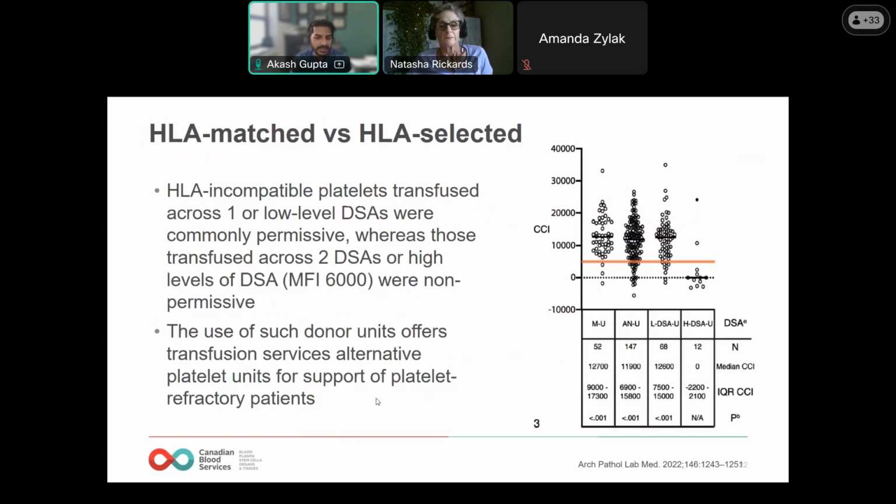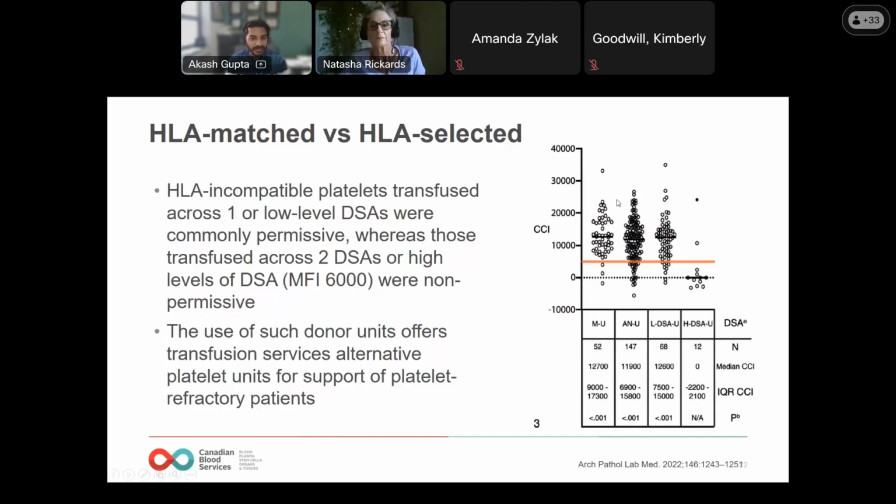This is just a snippet from a publication that looked at these different matching styles and if they provided comparable corrected count increments. And so just pointing towards the figure on the right here, matched units give a corrected count increment between 10,000 and 20,000 platelet count. And then if they did an antigen negative unit, so again, avoiding antigens to which the patient had DSAs, donor-specific antibodies, they got a similar sort of average CCI.